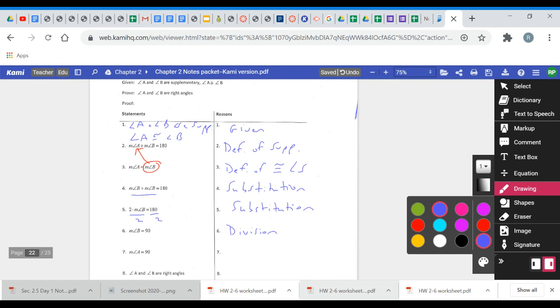And then from there, now it's turned into measure of angle A is equal to 90. Well, remember earlier we said that angle A and angle B are the same. So in this particular case, they took this A and stuck it in right here for B's place and then ended up with that line. So again, putting something into something else's place is substitution.